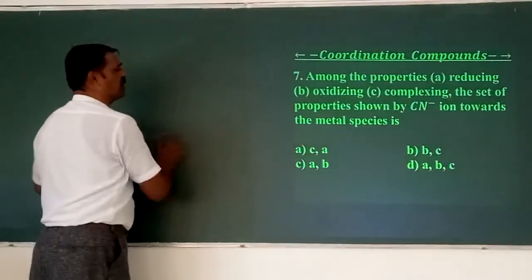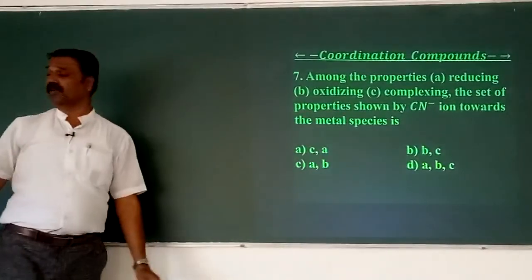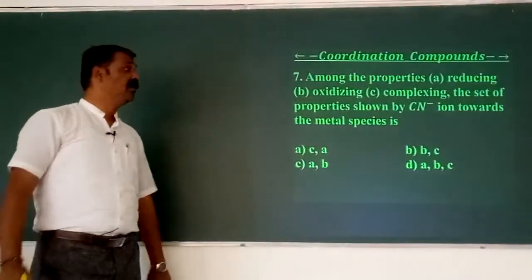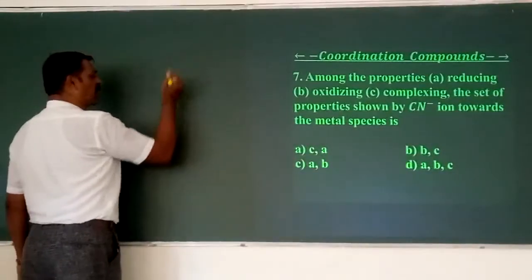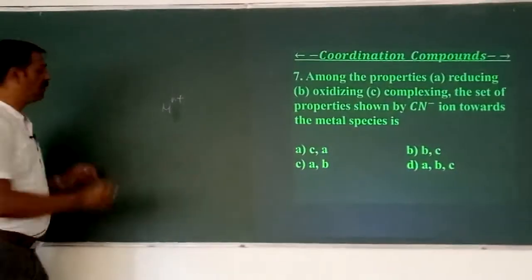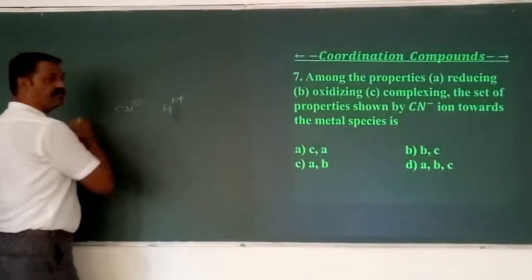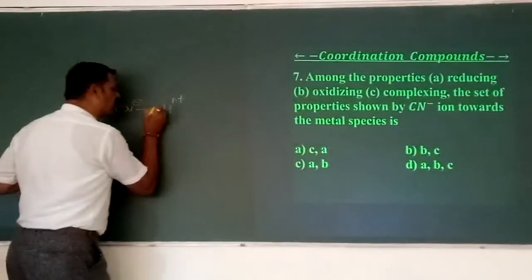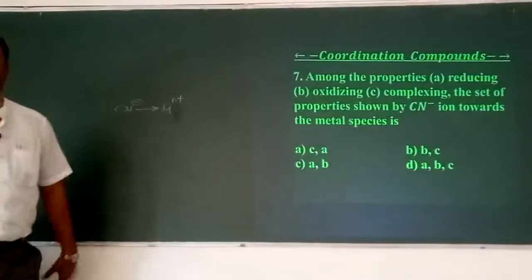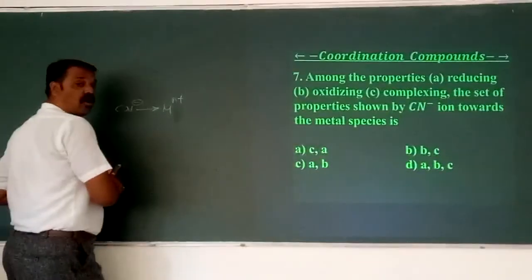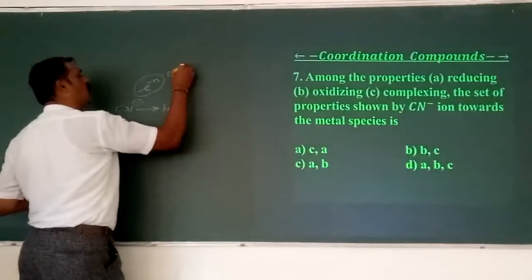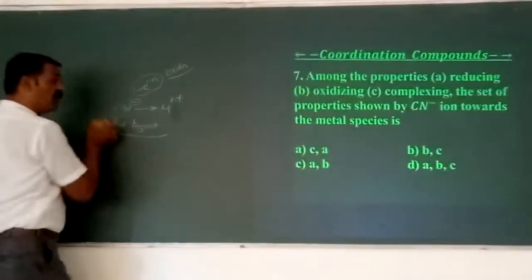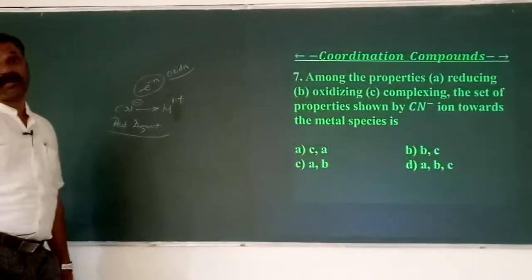Among the properties called reducing, oxidizing, complexing agent, which set of properties is shown by CN- towards the central metal ion? Mn+ is the central metal ion. Here CN- is a ligand, and it is already mentioned that it is electron donating. It will lose electrons, and loss of electrons is called oxidation, so it is an example of a reducing agent. It exhibits the reducing property but not the oxidizing one.